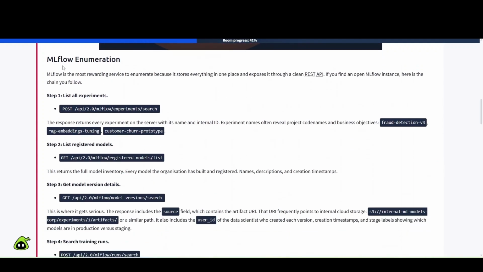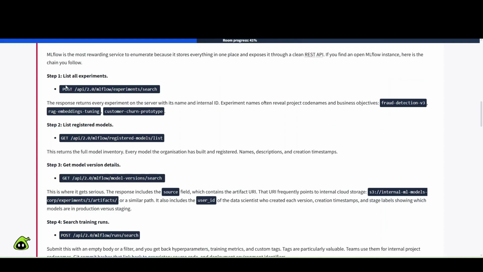MLflow enumeration. MLflow is the most rewarding service to enumerate because it stores everything in one place and exposes it through a clean REST API. If you find an open MLflow instance, here is the chain you follow. Step 1, list all experiments. So they send a POST request to this API here. The response returns every experiment on the server with its name and internal ID. Experiment names often reveal project code names and business objectives. So here are examples of those.